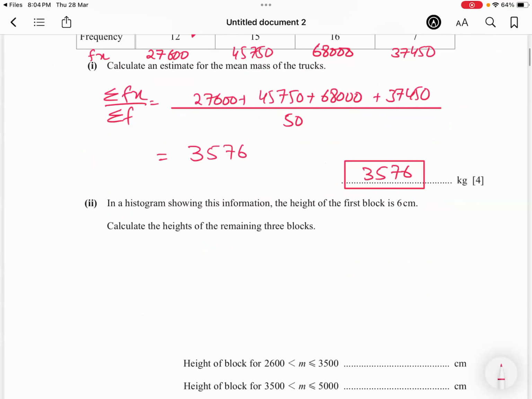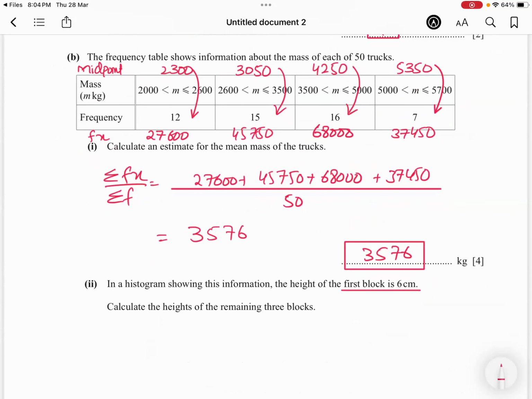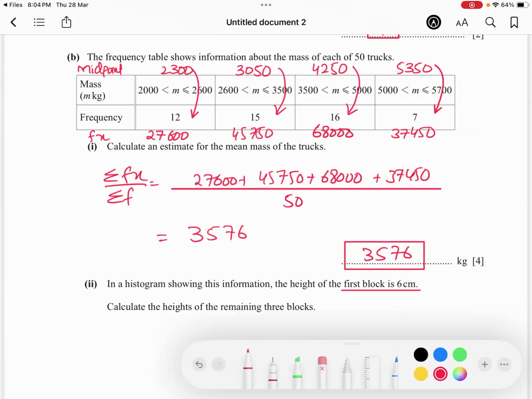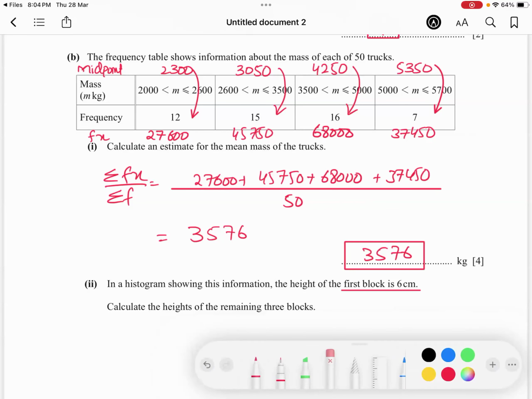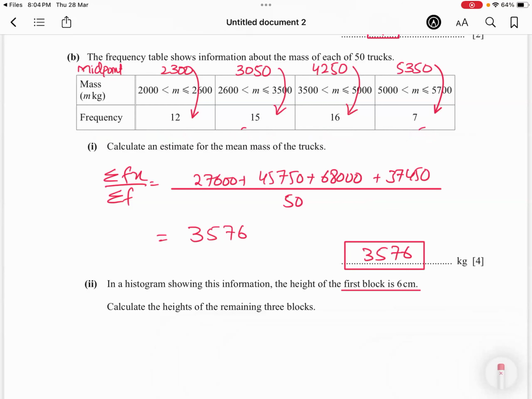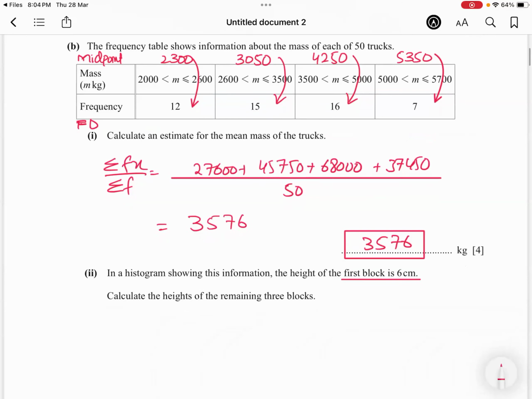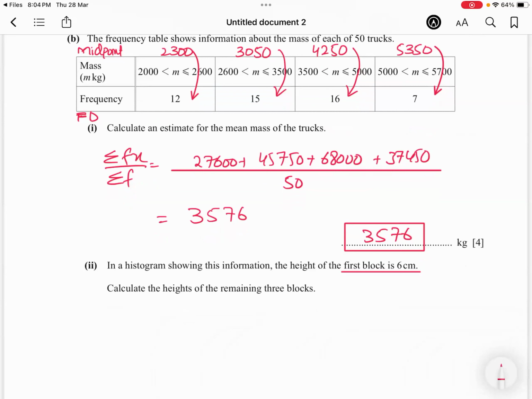A histogram shows this information, the height of the first block is 6 centimeter. So with this same table and the histogram, I'm going to erase this column for 1 second and write here FD, which is the height of the pillar for the histogram. They say that the height of the first block is 6 centimeter. So we have the formula FD is equal to frequency divided by class interval multiplied by K.